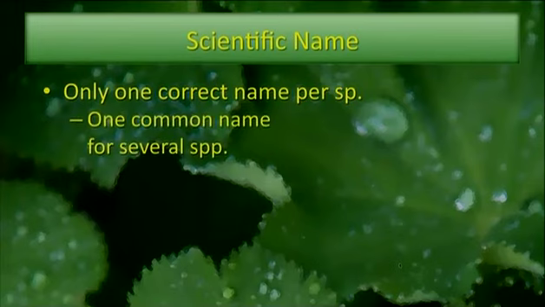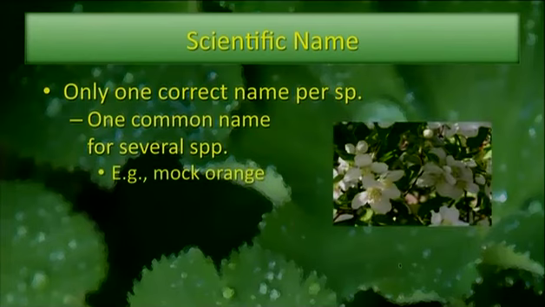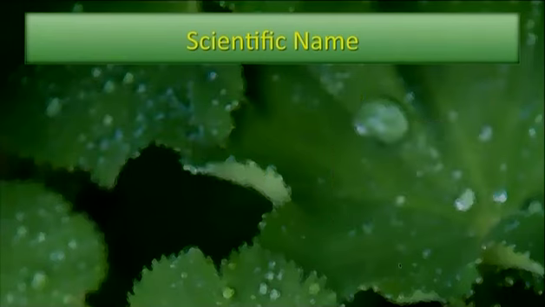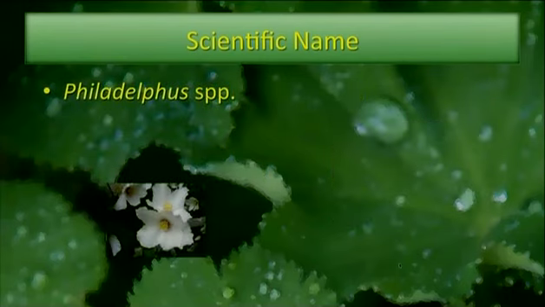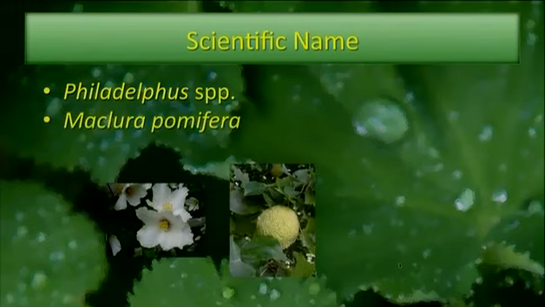Or you could have one common name for different species. Okay? So an example of that is mock orange. Here's Philadelphus. Okay? So you have Philadelphus species in the temperate areas. We have Maclura pomifera, also known as Osage orange, but it's also called mock orange. See how different these plants are?